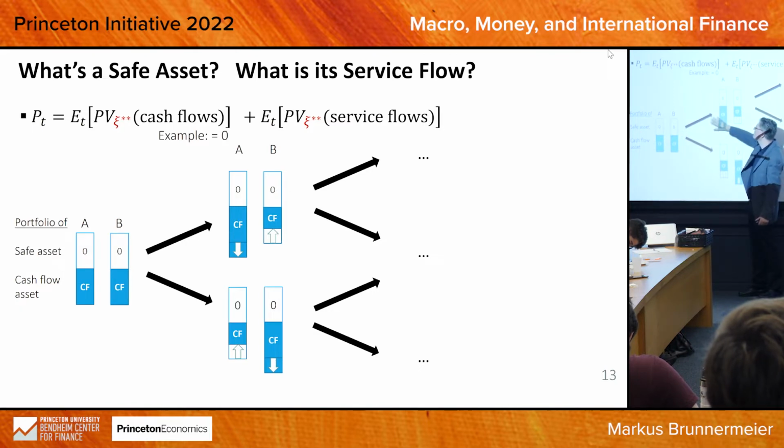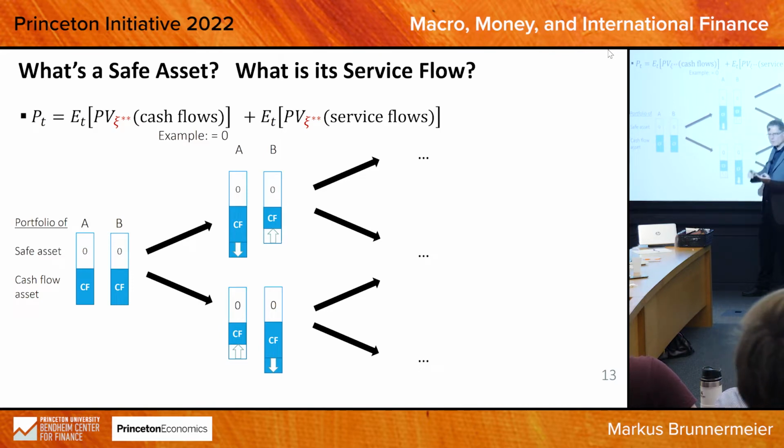If the world is going up, Alan's cash flow asset is expanding and Beth's cash flow asset is contracting. If the world is going down, it's exactly the other way around. Ideally, if Alan and Beth could write an insurance or risk sharing contract with each other, they would like to do that. That's where our friction comes in, incomplete markets. They can't write this contract.